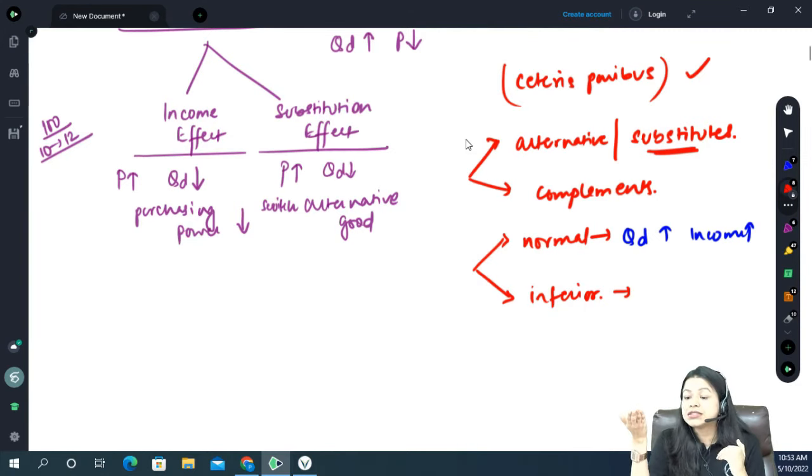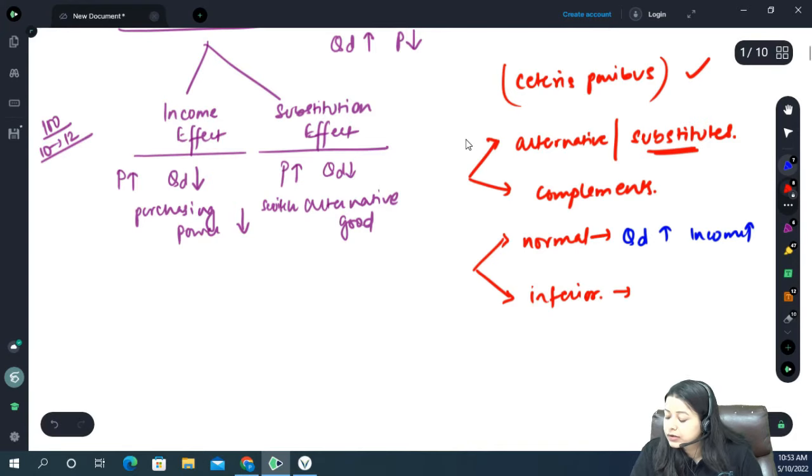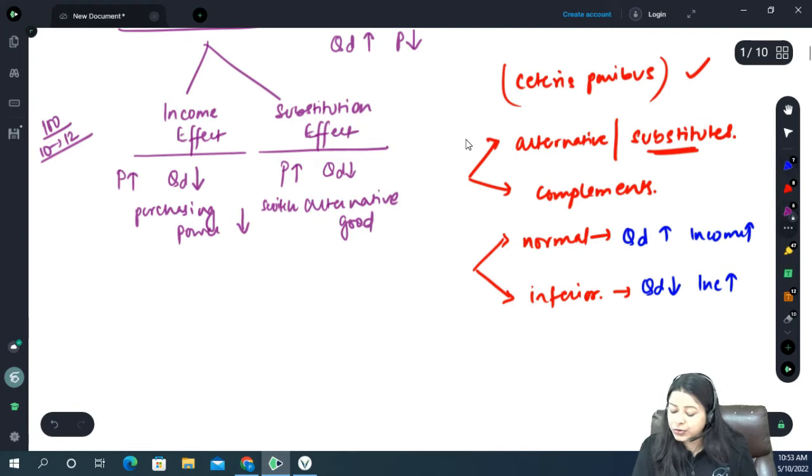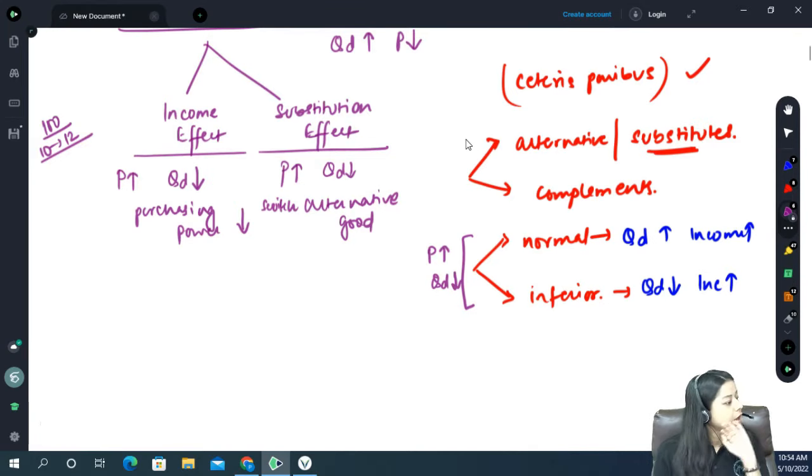So if my income is increasing, I will consume better products, right? So if your income is increasing, the quantity demanded for these goods will fall. These are known as inferior goods. But one thing you have to keep in mind for both of these goods: if the price increases, quantity demanded will fall. Is this clear? Normal good, inferior good, right?